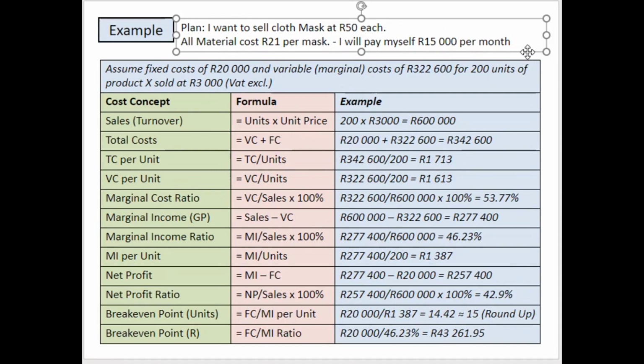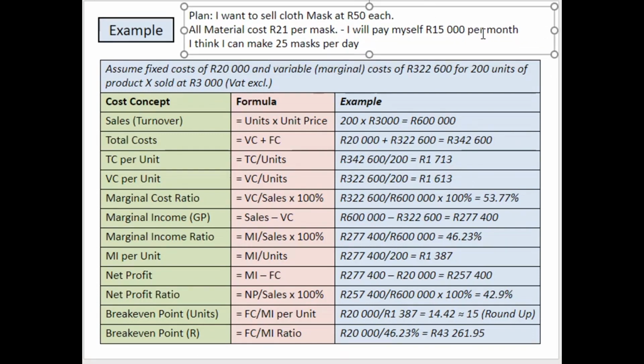And then the other thing, I think I can sell, well, I think I can. Let's call it. So say the market is not a problem. I think I can make 100. No, that's very brave. I think I can make 25 masks per day. Okay, so that's the plan.